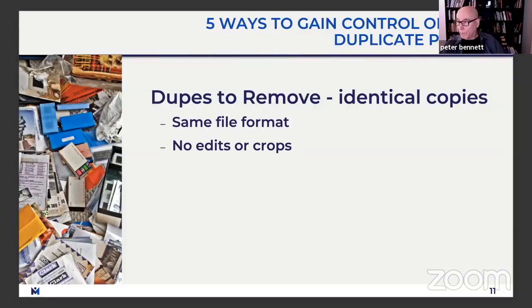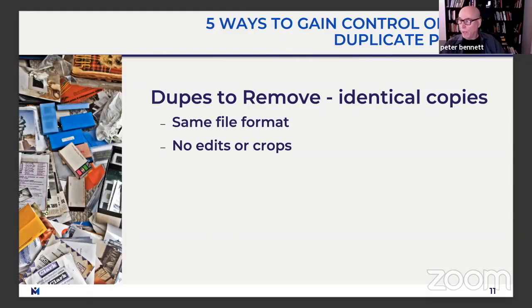Identical copies. The dupes I want to get rid of are the identical copies. Identical copies are going to be identical twins of the original, at least in regards to file format, and they have not been edited or cropped, right? In the other case, we were making edits, we were saving it, so it's a slightly different version of it.